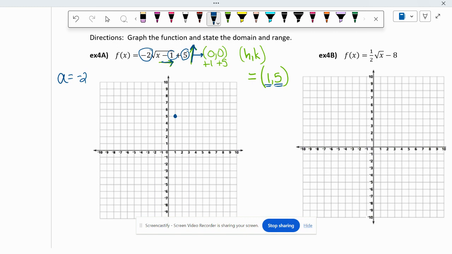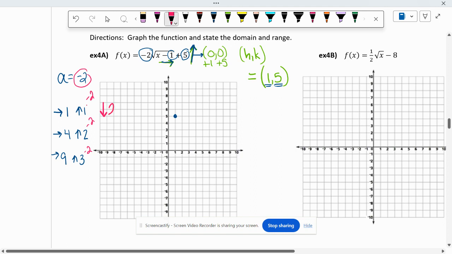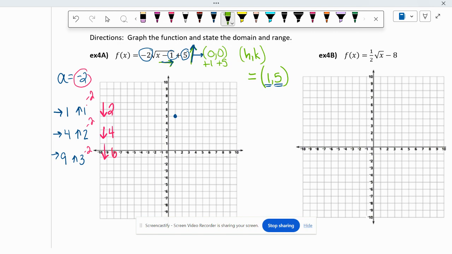So I'm going to write down my pattern. I remember if I move 1 unit to the right of the origin, I go up 1. If I move 4 units to the right of the origin, I go up 2. And if I move 9 units to the right of the origin, I go up 3. But a is -2. So that means that each one of these numbers has to get multiplied by -2. And when I do that, that means I'm actually going to go down 2, down 4, and down 6. So let's see. When I move 1 unit to the right of the origin, the starting point, I actually am going to go down 2.